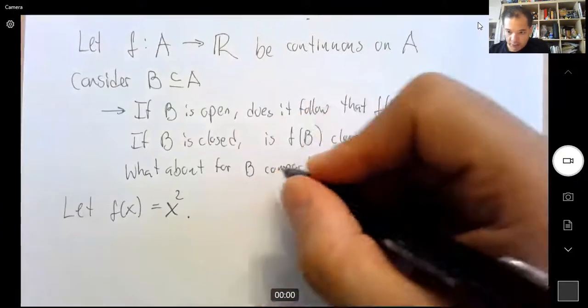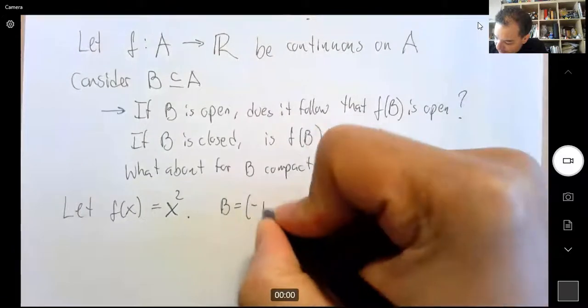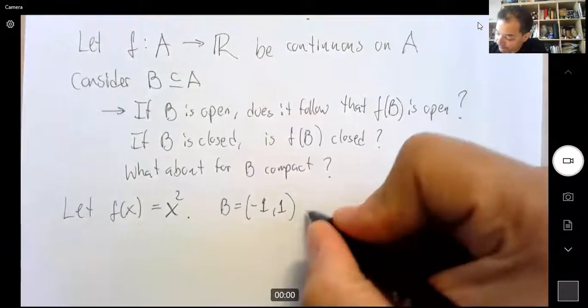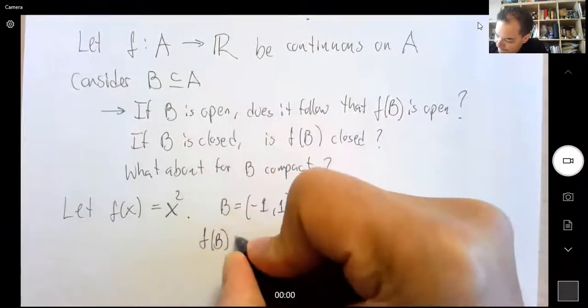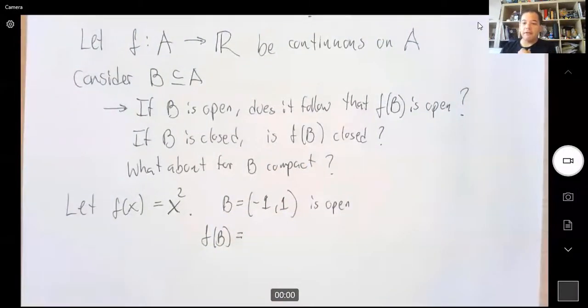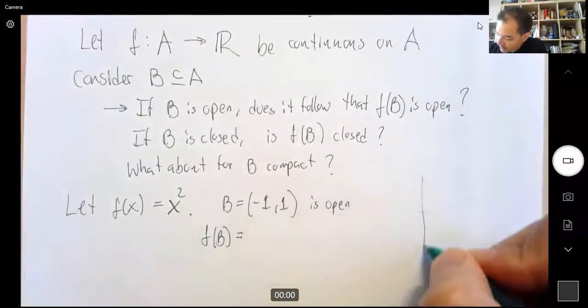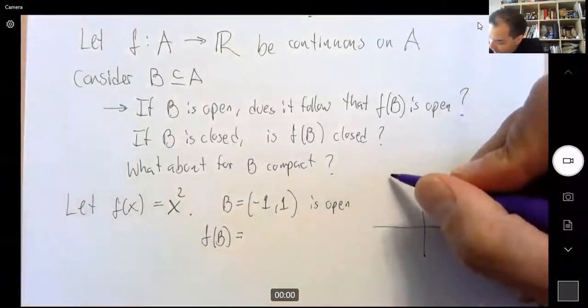So I got a couple. Kimberly said -1, 1. So if B is the open interval -1, 1, that's open, right? Yeah, it's an open interval. And what is f of B? What happens when you apply the function to -1, 1? Let's see a little picture over here. So it's x squared. Yeah, 0, 1, right?